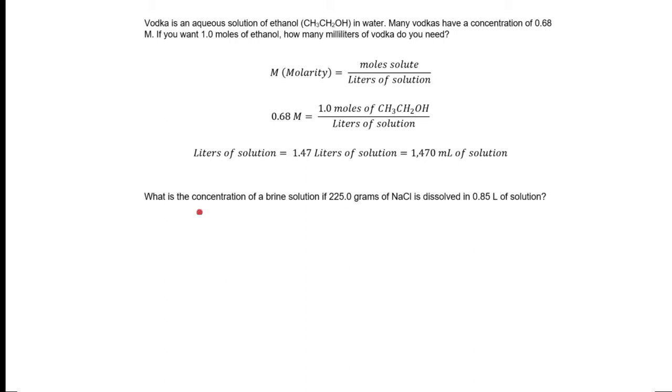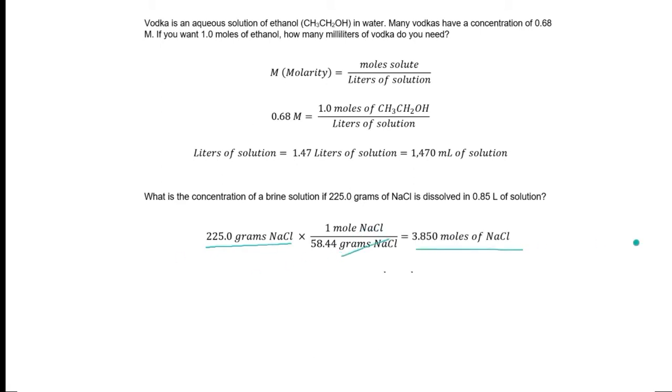Let's do another concentration problem. Now we want to know the concentration of a brine solution. We have dissolved 225 grams of sodium chloride in 0.85 liters of solution. Well, to calculate molarity, we are going to need moles, and we were given grams. So our first step is going to be converting those grams into moles. I simply use my molar mass. Here are my 225 grams of sodium chloride. Make sure those cancel, and I get 3.85 moles of sodium chloride.